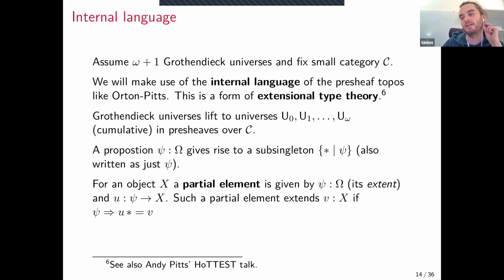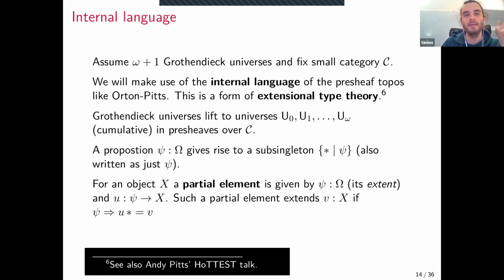So now I will talk a bit about this internal language. I have an assumption that we have omega many Grothendieck universes in our underlying set theory, and we have a small category C, and we work in the internal language of this presheaf topos, and we very much work like Orton and Pitts did. This internal language is a form of extensional type theory. So we also reference here Andy Pitts' HoTT talk.